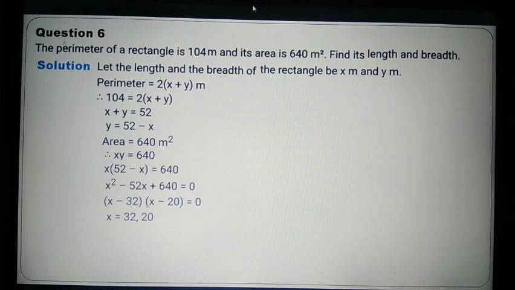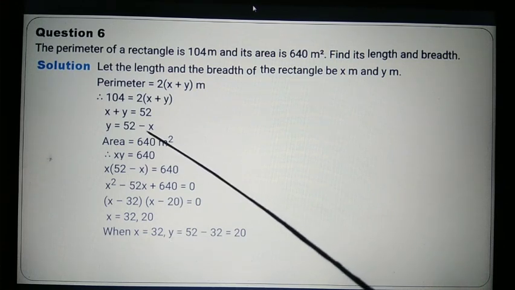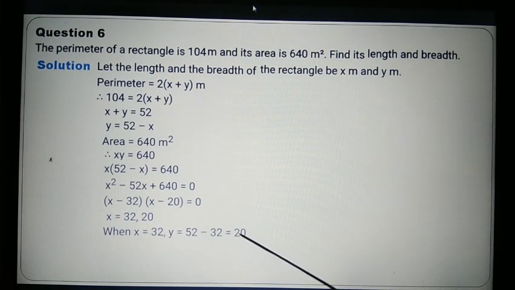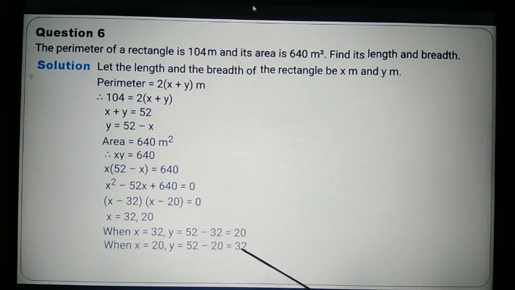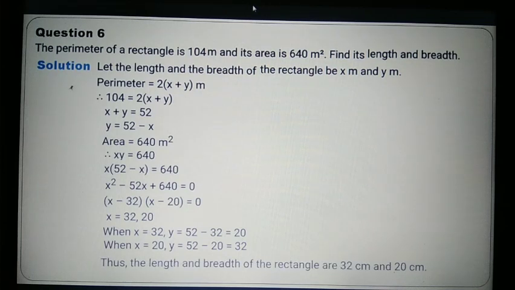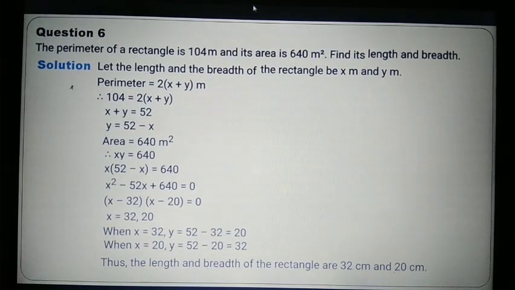Is that clear? Now let's see what happens when x is 32, and what happens when x is 20. When x is 32, the value of y will be 52 minus 32, that is 20. Similarly, when x is 20, the value of y will be 32. So that's why the length and breadth are 32 centimeters and 20 centimeters. So pause the video to note this down.